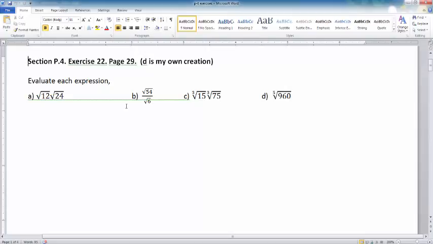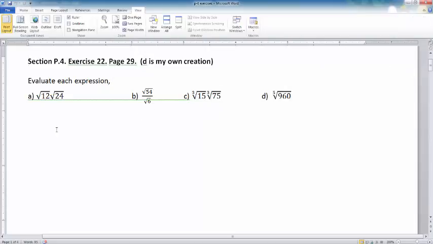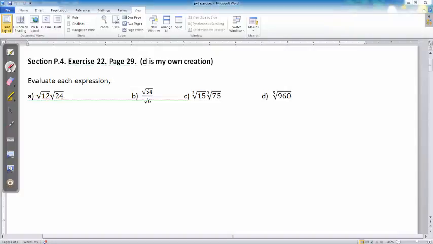The last one in this set, D, I did create. It is not in the original problem. So this first problem, part A, in simplifying a root, generally what you want to do is factor it down and see if you can get any perfect squares or perfect cubes depending upon what kind of index you have on your roots.